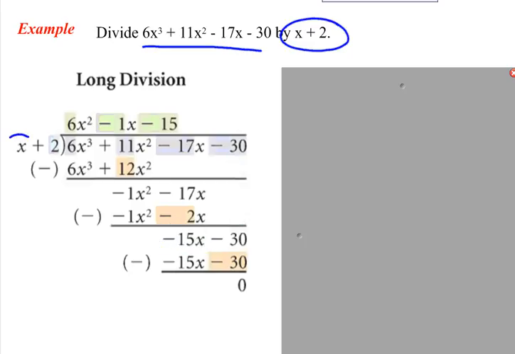Then we ask how many times does x go into negative 15x? And the answer to that is negative 15 times. And then we multiply. Negative 15 times x is negative 15x. Negative 15 times positive 2 is negative 30. And then we subtract, and we see that we get a remainder of 0. And so our final solution to this long division problem is 6x squared minus 1x minus 15.